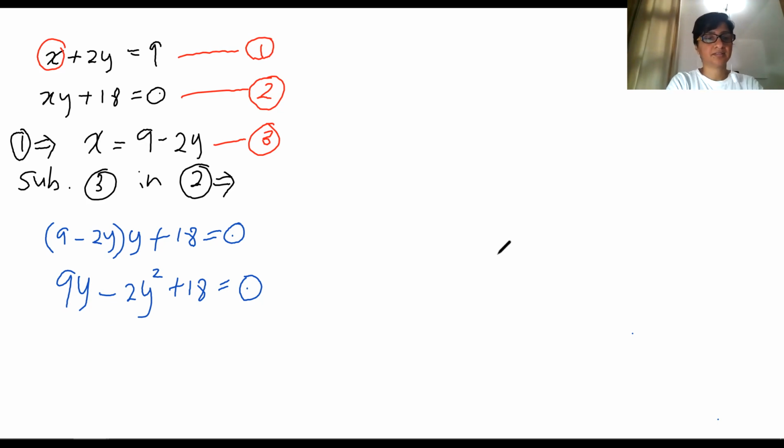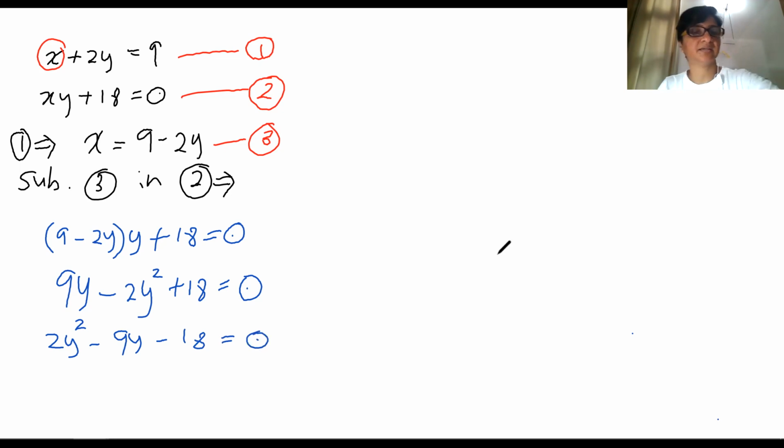Okay, let me arrange this nicely. 2y squared minus 9y minus 18 equals 0. And you can use your calculator to solve this. Don't waste time, because there is a coefficient in front of the y squared term. You know you can use the calculator for this.